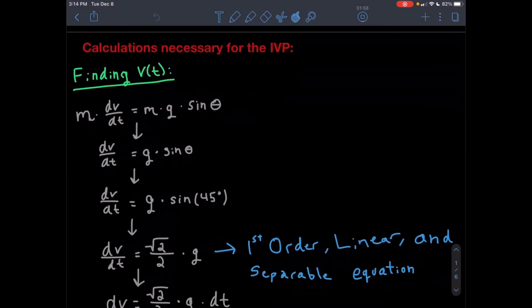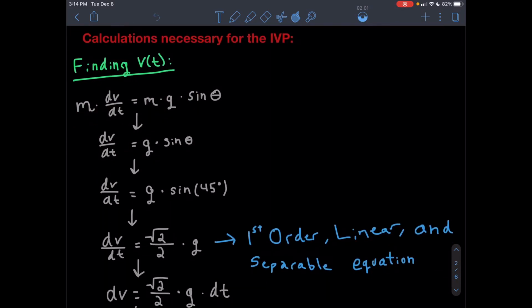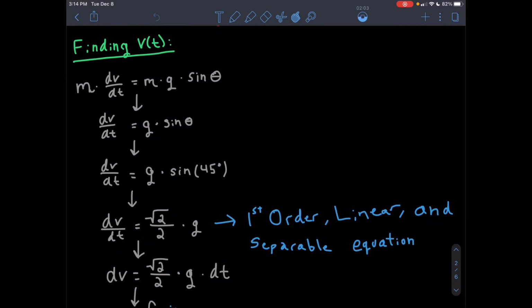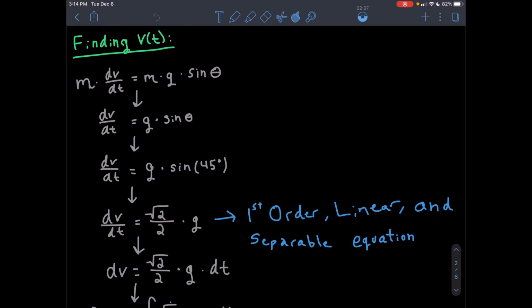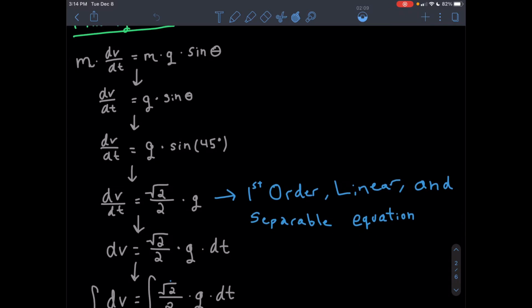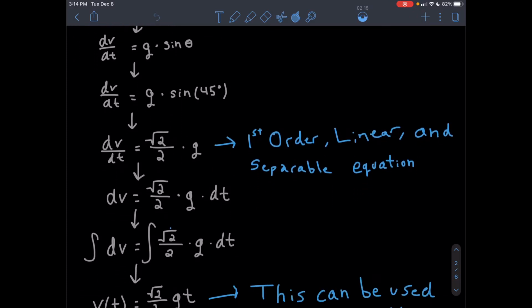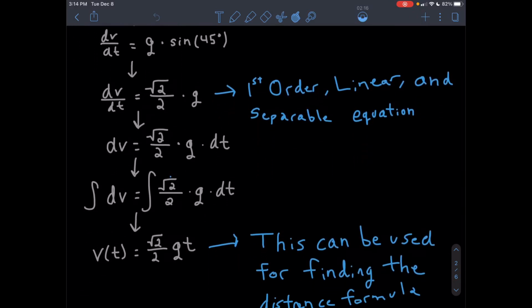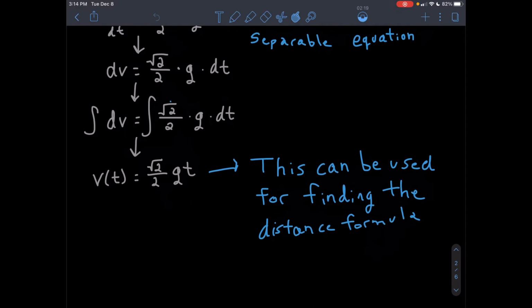Some of the calculations necessary for the IVP start with finding v(t). As you can see here, we have a first order linear inseparable equation found from that equation. So basically I just went ahead and separated it and came up with the equation here for velocity, and that's gravity and time.